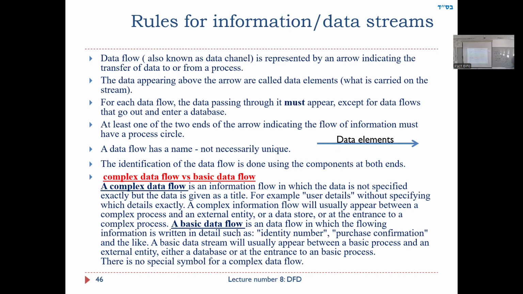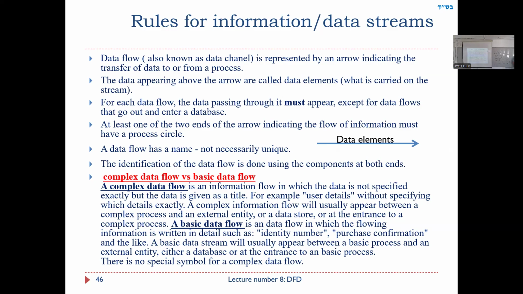We call it a data element, the thing that's written on top of it. For each data flow, the data passing on it must appear, except for data flows that go out to and enter the database. So a data flow between processes has to have the data element. Why don't you need it if it's going to a table? Because then it's kind of obvious whatever the table is. If the table is student information, then we know what data is going there. It's student information data.